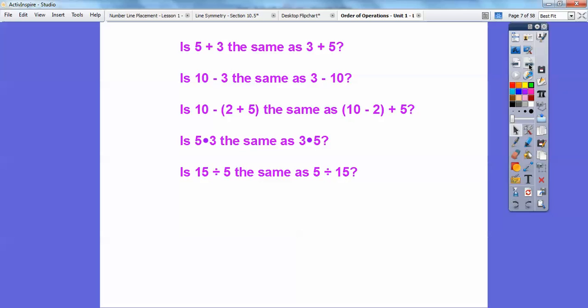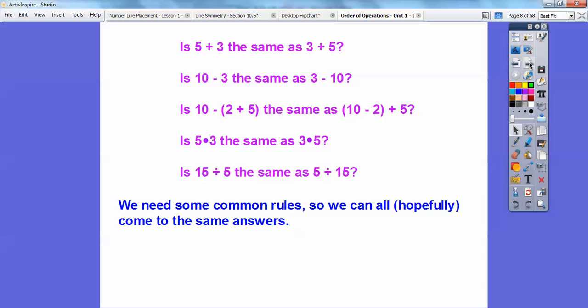Well, how about this? Is 5 plus 3 the same as 3 plus 5? Is 10 minus 3 the same as 3 minus 10? How about 10 minus the quantity, this is what you say right here, the quantity 2 plus 5? Is that the same as the quantity 10 minus 2 plus 5? Is 5 times 3 the same as 3 times 5? How about 15 divided by 5? Is that the same as 5 divided by 15? Okay, we'll answer all of those questions when we get some rules.